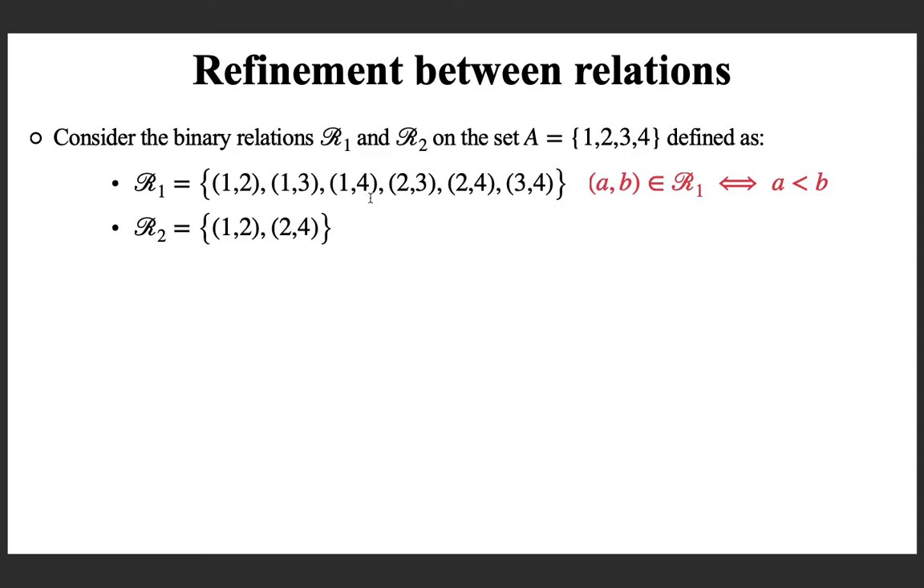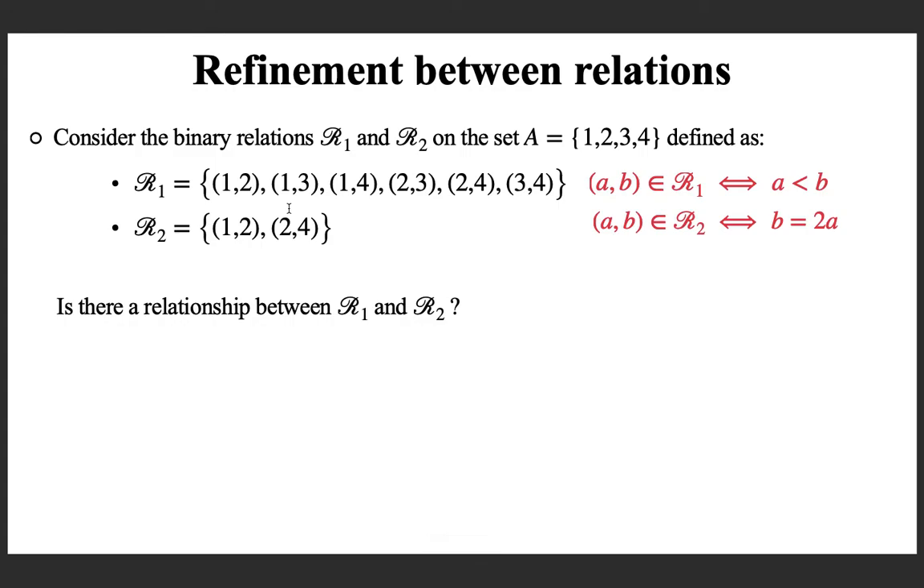And what will be R2? How is it defined? Not difficult to see. This is the definition. A pair (A, B) is related under R2 if and only if B is equal to 2A. So that is how these relations are defined. Now an interesting question is, is there a relationship between R1 and R2? Can you see any relationship between R1 and R2?